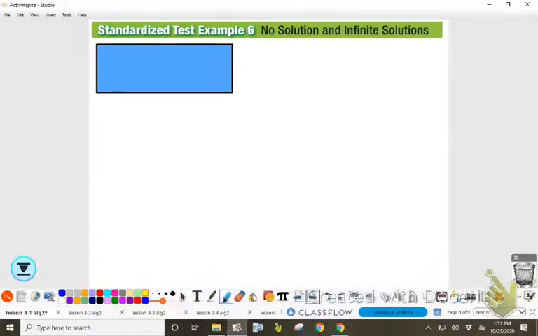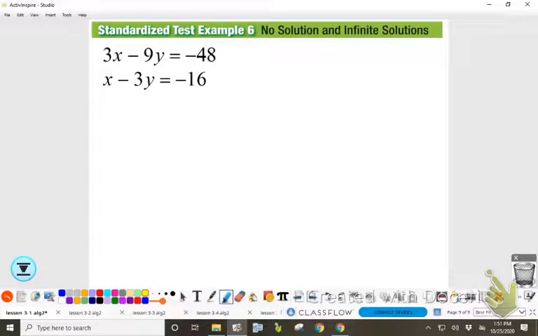So let's do another one like that. I have 3x minus 9y equals negative 48, and I have x minus 3y equals negative 16. If I add straight down right in here, nothing eliminates. That's 3x plus 1x, which gives me 4x. That won't help. Negative 9 minus 3 would give me a negative 12. That doesn't eliminate, okay? So we have to figure out what we can multiply by in order to get them to eliminate. If I wanted to eliminate my x's, I would just need to multiply this row by a negative 3. That will give me a negative 3x there, which then will eliminate my x's.